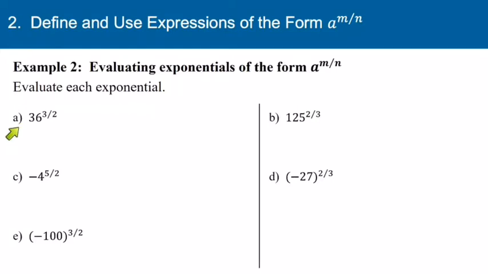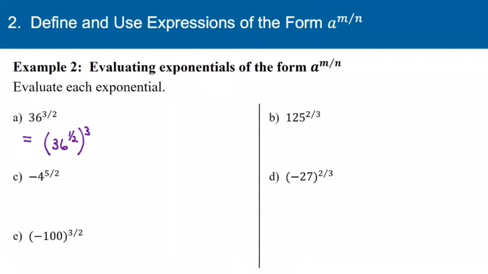So first of all, part A says 36 to the 3/2 power. Remember, we said we do the root first. So we're going to write this as 36 to the 1/2 power raised to the 3rd power. Now 1/2 times 3 is 3/2, so I have not changed the value of our expression. I've just written it in a way that shows me which step to do first.